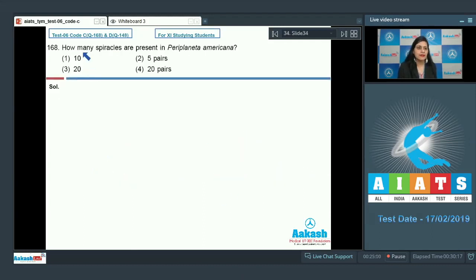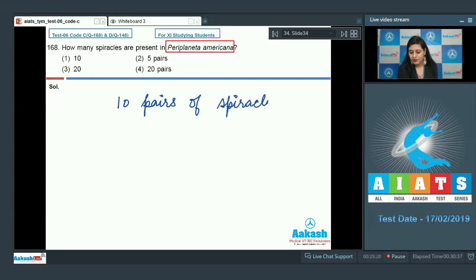Question number 168. How many spiracles are present in Periplaneta americana, which is commonly known as cockroach? There are a total of 10 pairs of spiracles, 2 in thoracic segments and 8 in abdominal segments. So the correct answer to this question is option number 3, 20. 10 pairs or 20 in number.